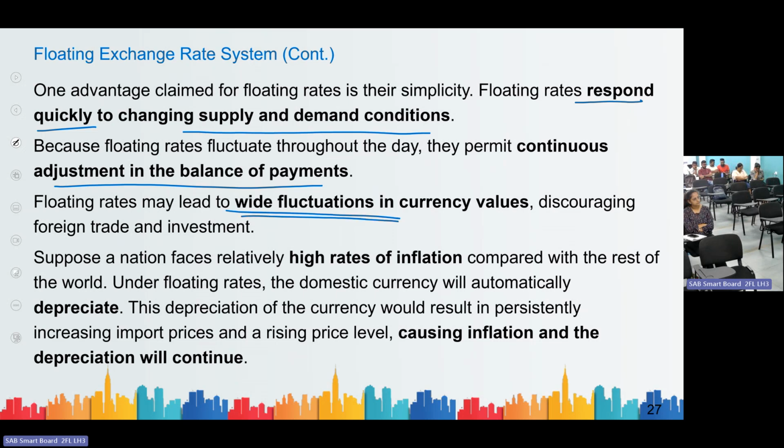There will be huge fluctuations in currencies, and they are not good for the economy, because investors will face problems in making decisions when the exchange rate is hugely fluctuating. The environment is very uncertain, so investors will face a difficult situation in making their investment decisions when the exchange rates are highly fluctuating.